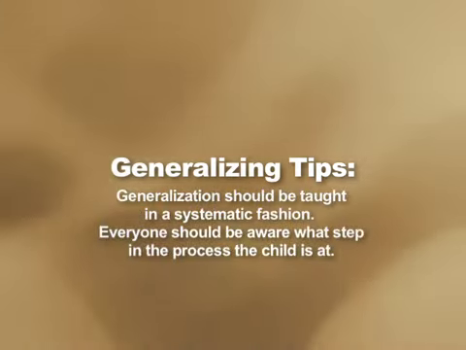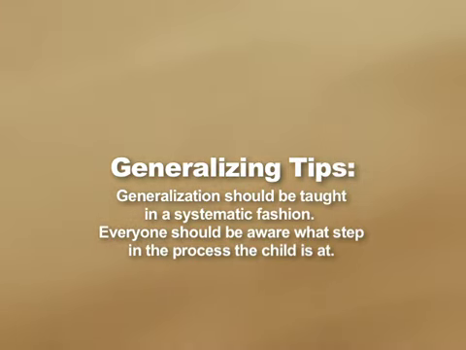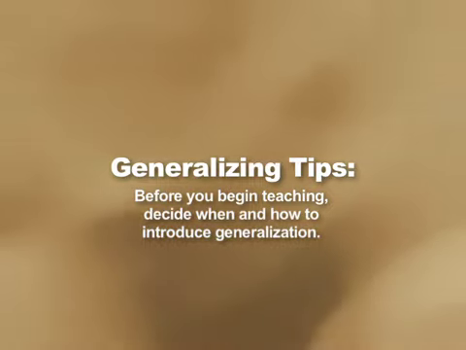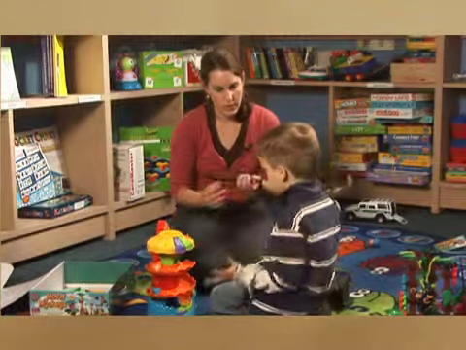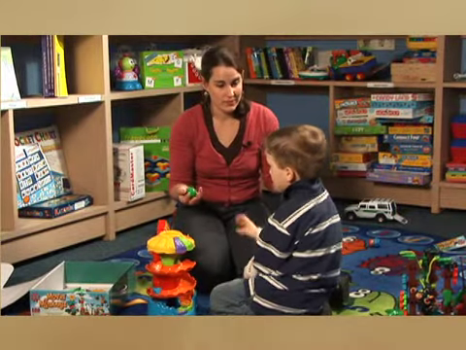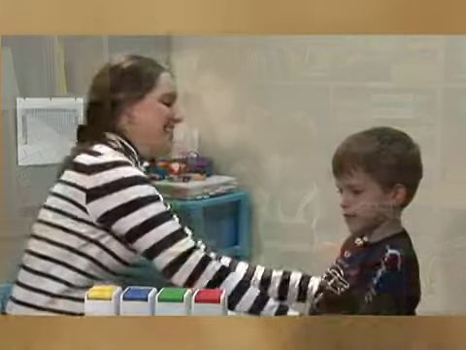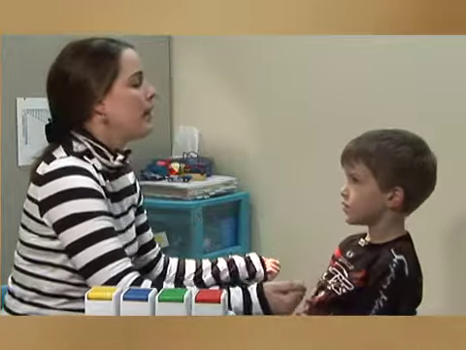Generalization should be taught in a systematic fashion. Everyone should be aware of what step in the process the child is at. Before you begin teaching, decide when and how to introduce generalization. Some learners can begin generalizing immediately. Some learners must be able to reliably and confidently perform a skill in its initial format before it can be generalized.